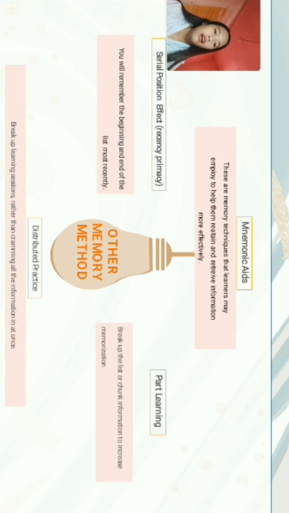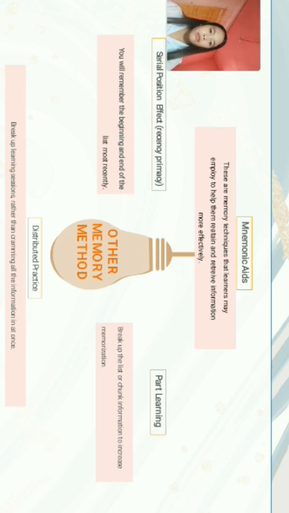So now we also have part learning. It breaks up the list or chunks information to increase memorization. So most of us siguro ginabuhat ang chunking or breaking up information para mas madali ang pag-memorize nato sa usa ka information. So example, galisod ka sa definition of terms, i-paraphrase nimo based sa imong nasabtan, and pwede nimo i-divide ang text into sections para mas dali jud og mas mahinumduman jud nimo.